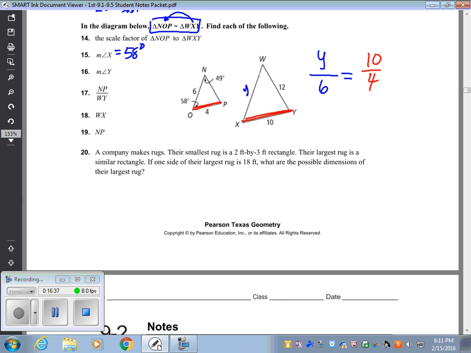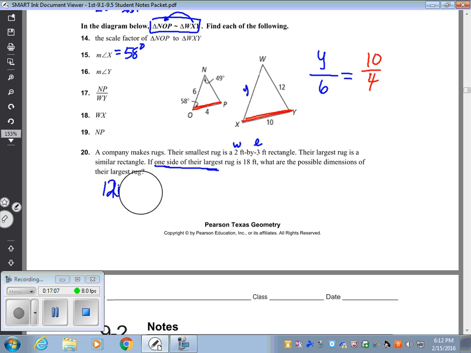So because it says one side, and that side doesn't tell me if it's the width or the length, because this is a width and a length, and I don't know which one, I can check for both. So I can say 18 divided by 2, and, oh, sorry, we got to fix that because it's feet, 18 feet. I misread that.